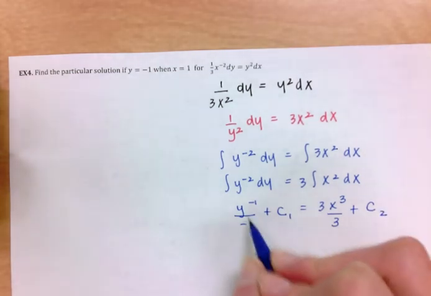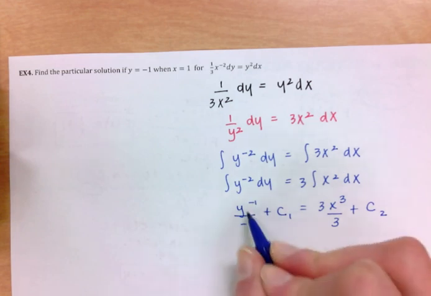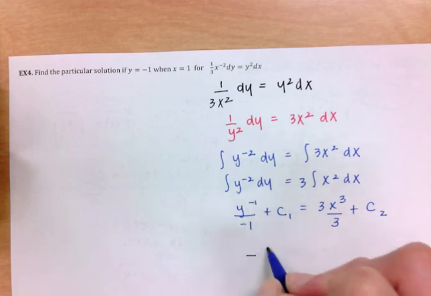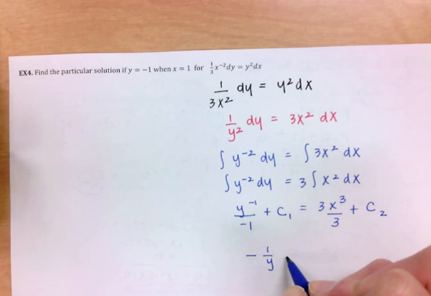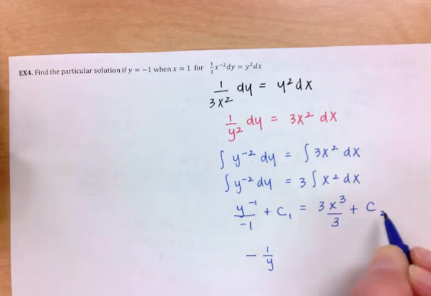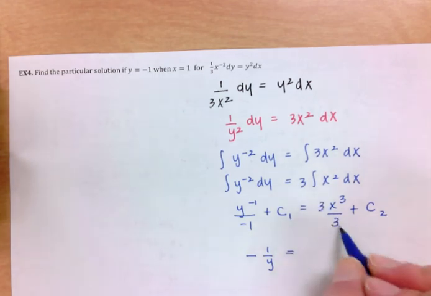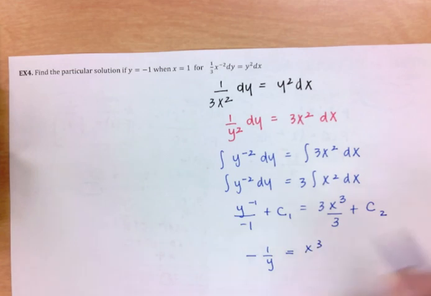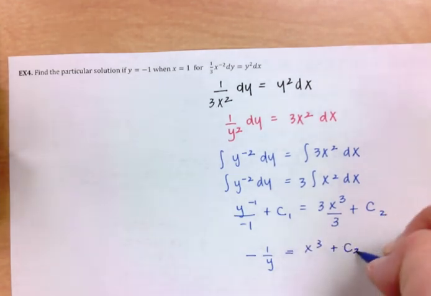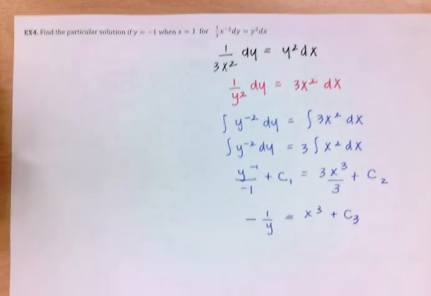Okay, so this becomes y to the negative 1, which is y in the denominator, and you're negative, so you're negative 1 over y. All right, and then let's subtract that c1 on both sides. These cancel, right? So you get x cubed. Then c2 minus c1 would just be another random constant, so let's just call that c3.